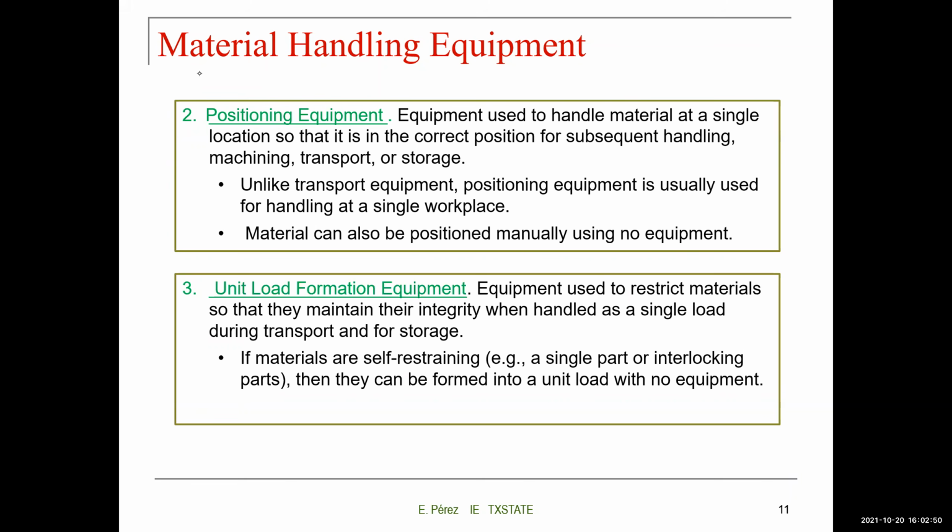We have the unit load formation equipment, and this is equipment used to restrict materials so that they maintain their integrity when handled as a single load during transport and for storage. For example, pallets and so on. If materials are self-restrained, for example, a single part or interlocking parts, then they can be formed into a unit load with no equipment.